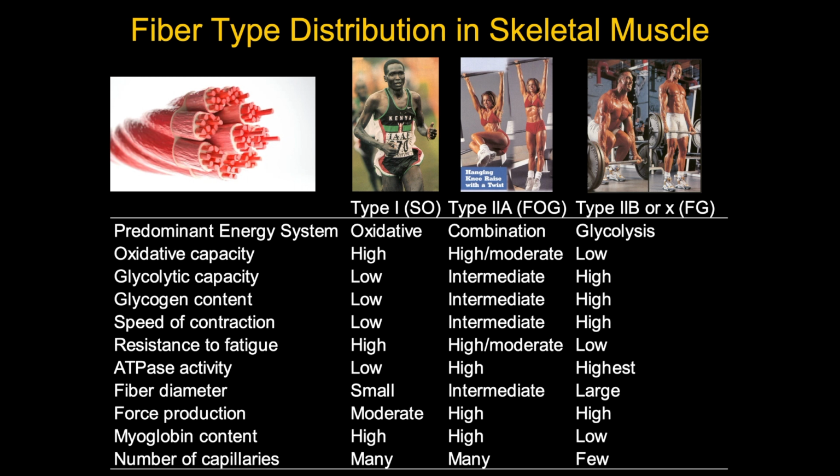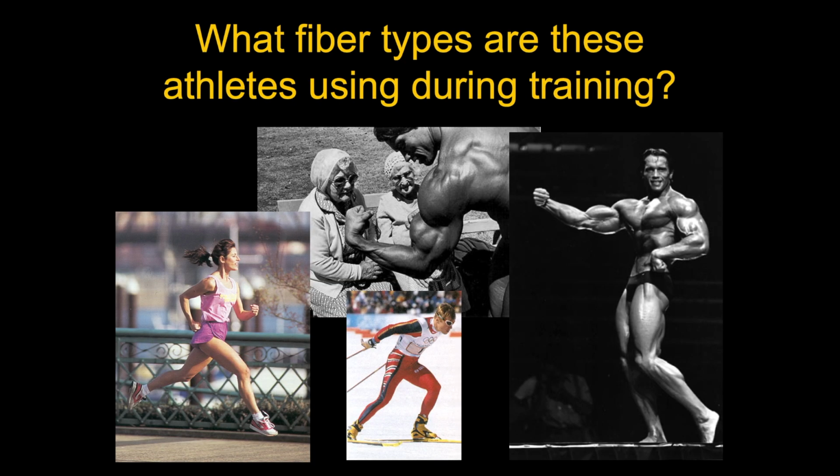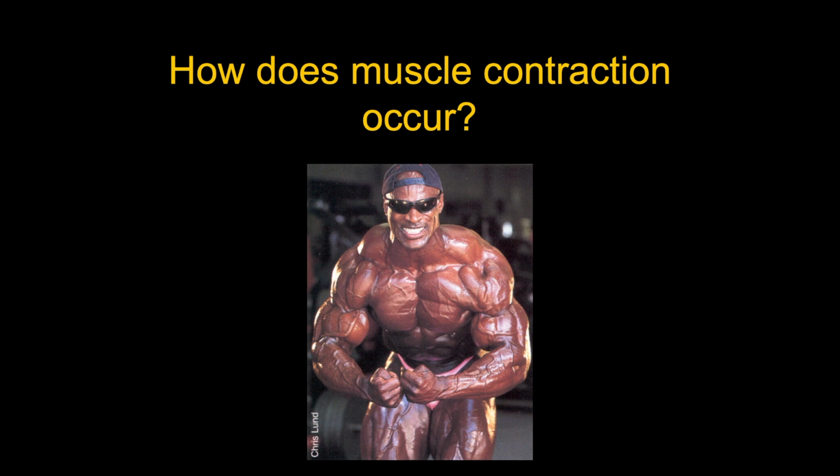The more capillaries we have, the more blood we can bring into that skeletal muscle. A good question to ask yourself in order to remember these different types of muscle fibers is, what fiber types are these athletes using during their training? Is running different from weight training versus cross-country skiing? So let's answer this question.